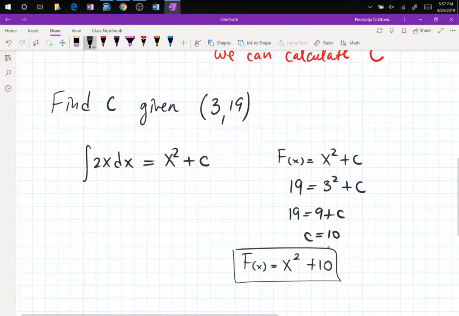So, anytime you integrate, you must put plus c. If you have this extra piece of information, you are able to calculate the value of c. In the vast majority of cases, 99% of the time, you will just leave it as plus c because this information is not provided to you.